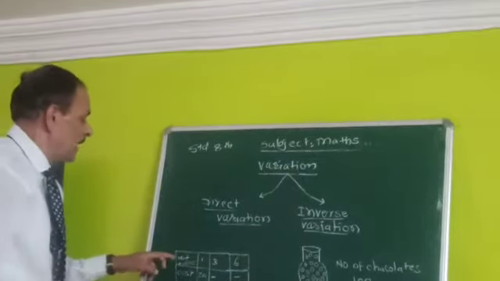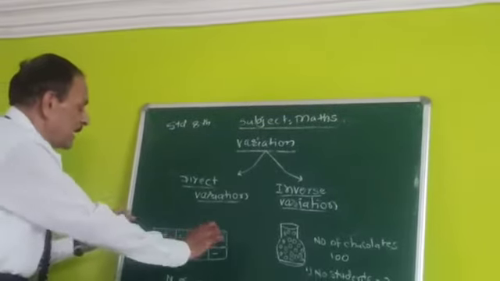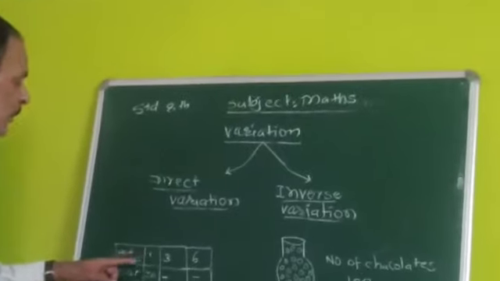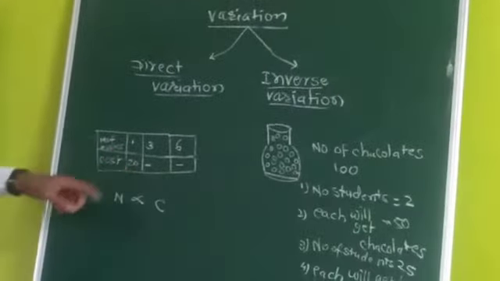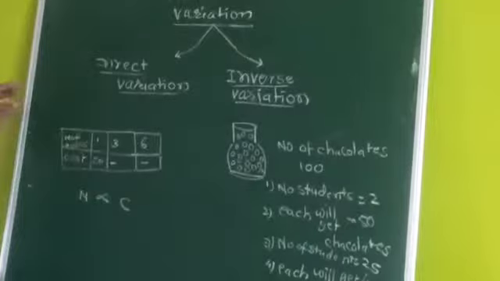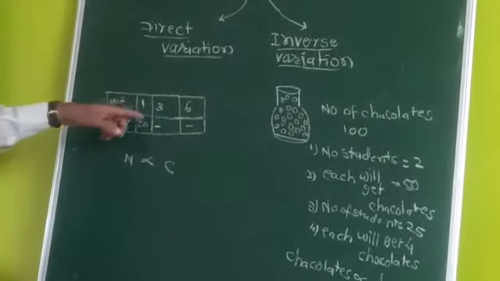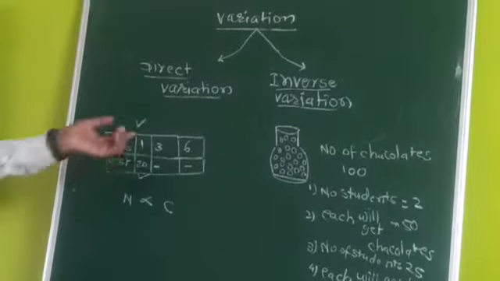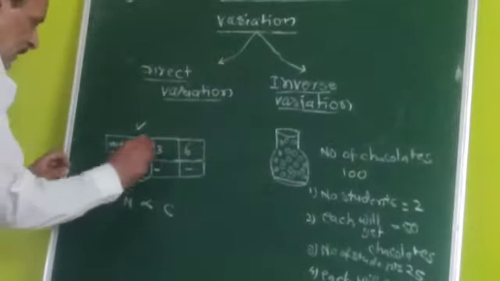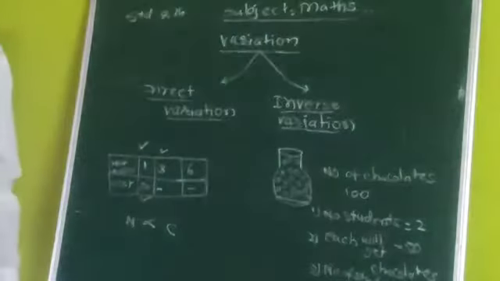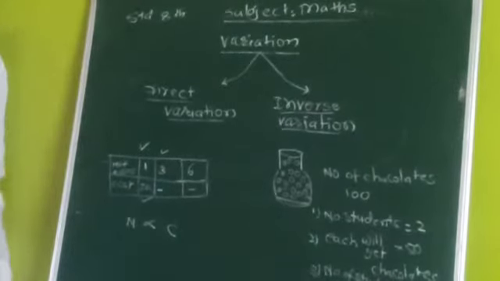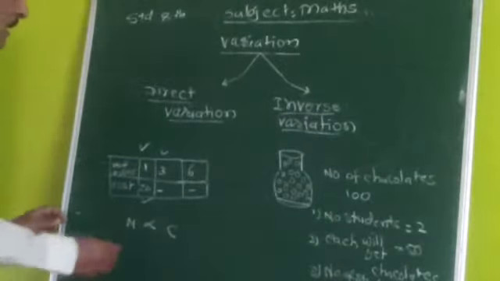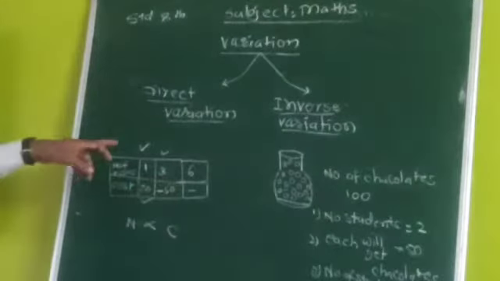See that here a table is given. There it is mentioned number of books and the cost of the books. You see that if one book is there, its cost is 20 rupees. Instead of one book, we have taken 3 books. Vipul, what will be the cost of 3 books? 60. 60.